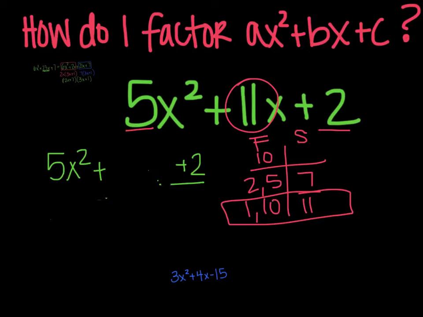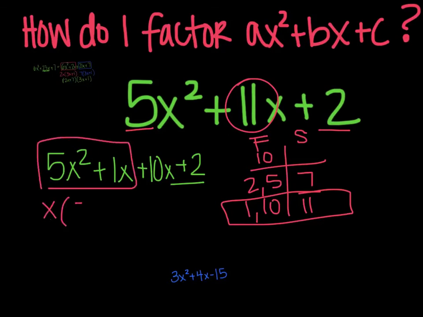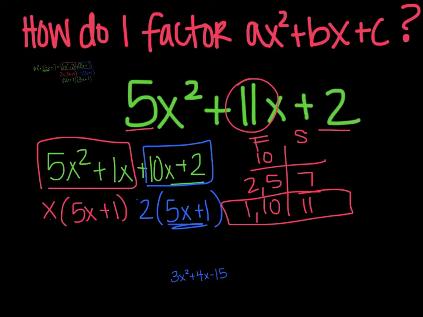So I'm going to rewrite this, having the 1 come first. So 1x plus 10x plus 2. Now I break it apart. This would become x times 5x plus 1. And then this part would become 2, not 2x, 2, times 5x plus 1. And you notice you get the same factor there, and that's what should happen if you do it right.